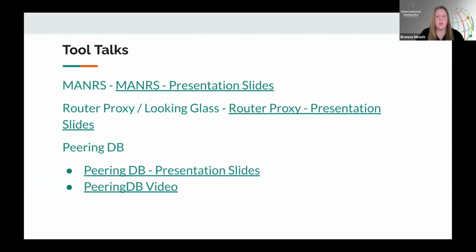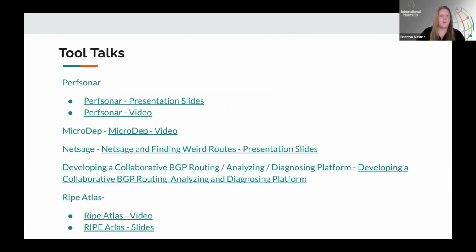We've done quite a few tool talks as well through this group. As we say, we have the 18 cases that we've worked on, the 2 that are open. And then we provide tool talks every couple meetings. So we've done manners, router proxy looking glass, peering DB, perfSONAR, microdep, NetSage, developing a collaborative BGP routing analysis diagnosing platform. And then RIPE Atlas, as I said, came a few weeks ago.